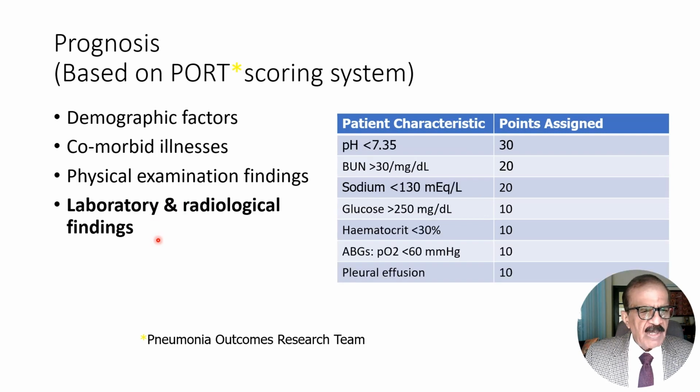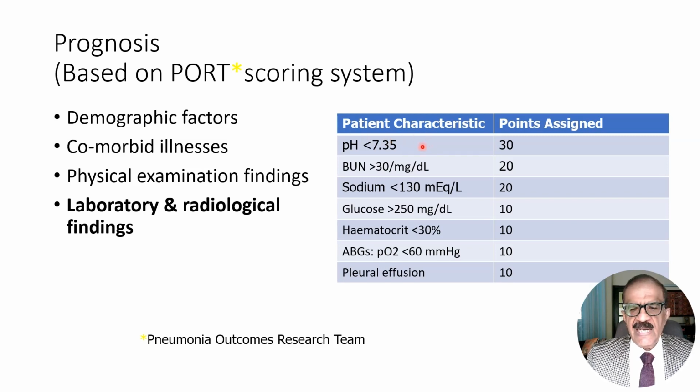And finally, laboratory and radiological findings. pH less than 7.35, 30. A patient with pneumonia is likely to be hyperventilating, and due to that is likely to have an alkaline pH, and this is a slightly acidic pH.